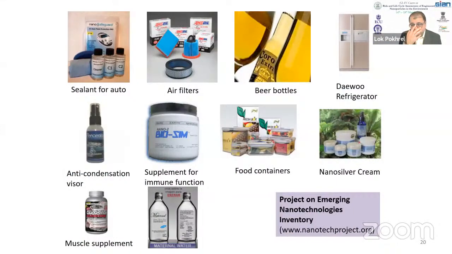So these are some pictures of some of the most common materials or consumer products that we use that may have nanoparticles of some kind, or at least the companies or the vendors claim that they may have nanomaterials of some kind, or they use some type of nanotechnology. So there are all kinds of materials, from sealant for auto to air filters to inner lining in the beer bottle, refrigerator, anti-condensation visor, supplement for immune function, food container.